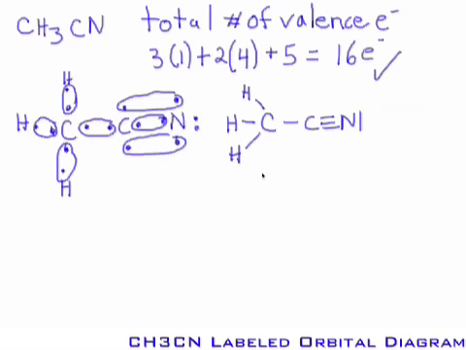Now we can calculate hybrid orbital number. If I do it for this carbon, in fact, I could label this carbon alpha, this carbon beta. H.O.N. for carbon alpha is 4 atoms, which means it's sp cubed.